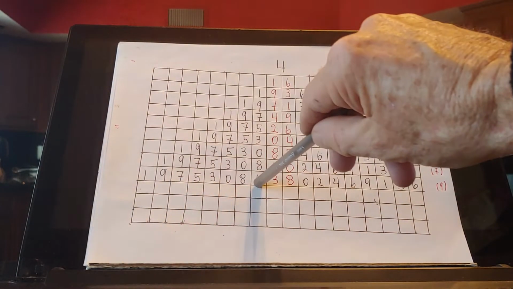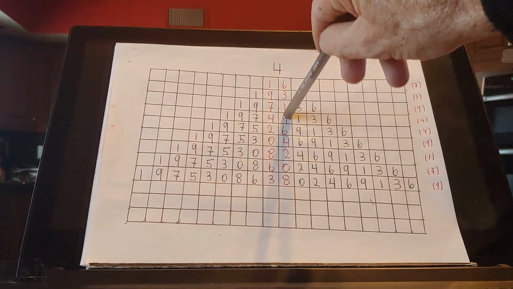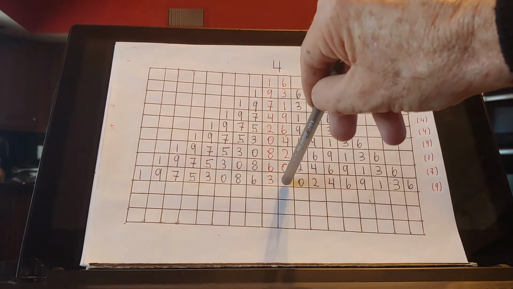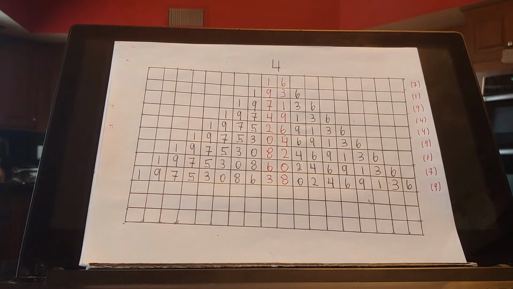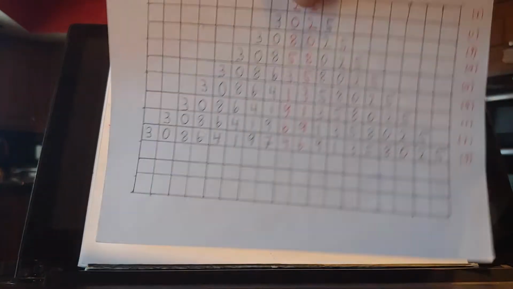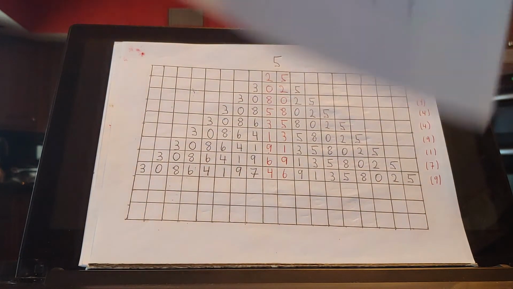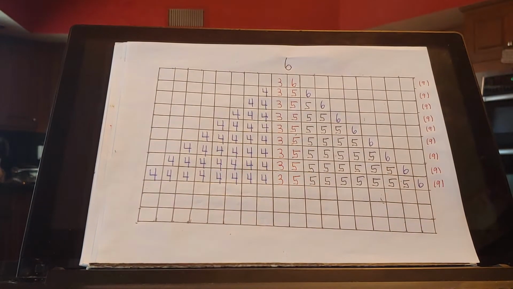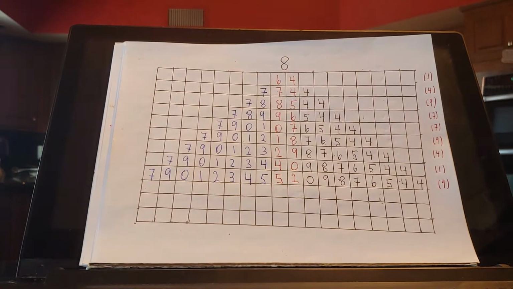So 1975308638, for instance, 02469136 is the same as 38024691 36. So we have that symmetry going on, and now we have one with the fives, and now we have one with the sixes, and now we have one with the sevens, and now we have one with the eights, and now we have one with the nines.